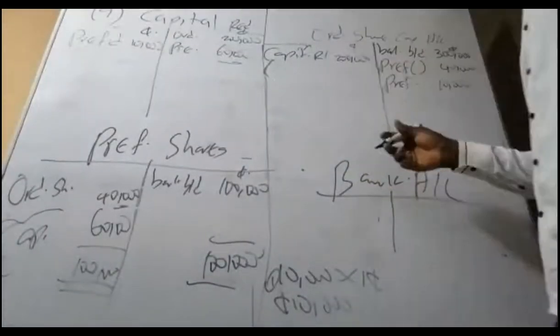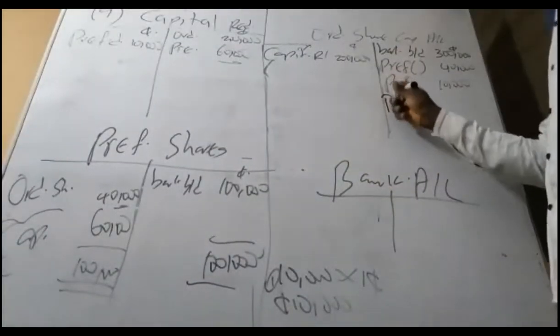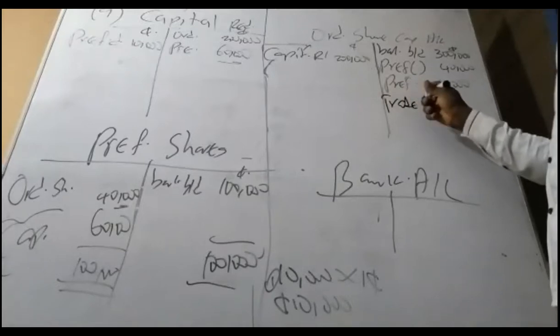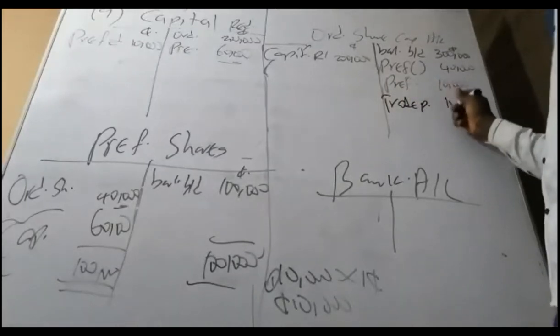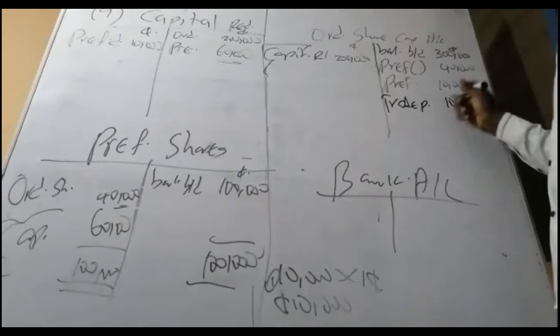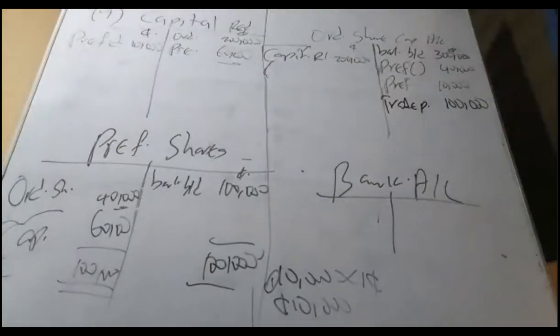So first, I'll go to ordinary share capital and write trade payable, 100,000. I write trade payable, 100,000. Here I will not open the trade payables account. I'll wait until I go to the balance sheet and do it there on the face. That is trade payable minus the 100,000. Good.